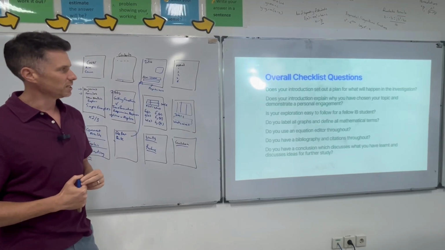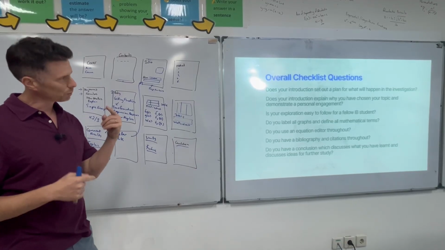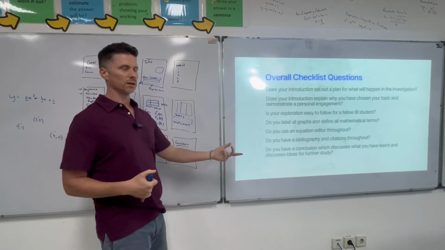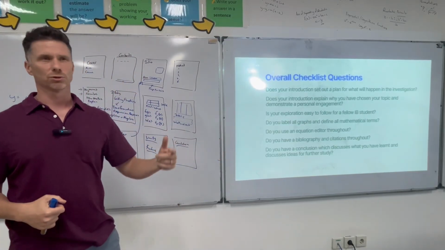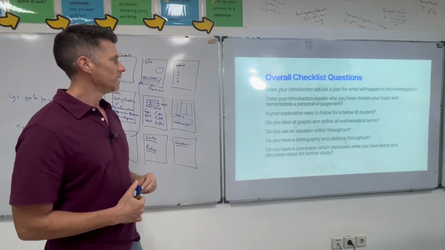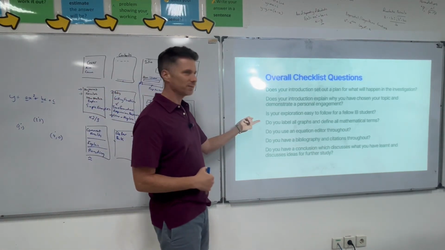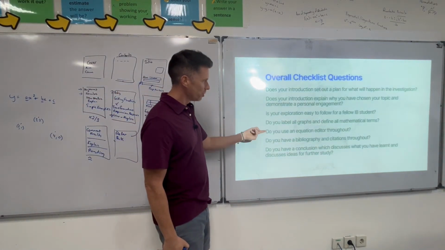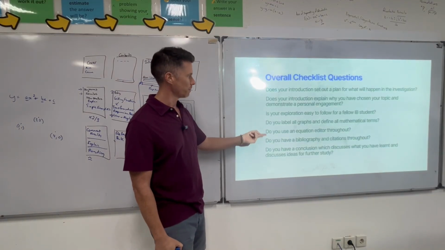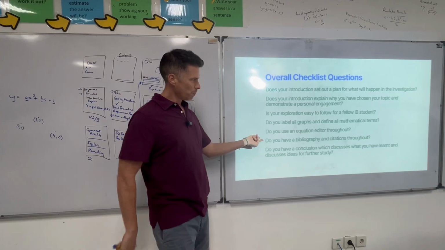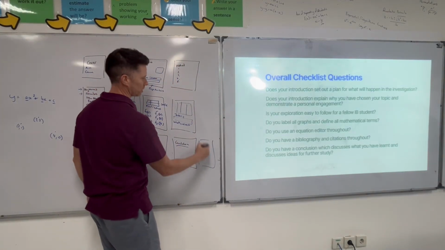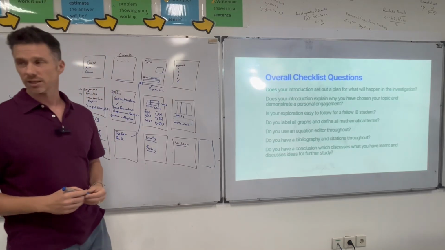Is your explanation easy to follow for a fellow IB student? This is what we do when we're getting closer to the submission date. Give your explanation to somebody else. They'll read through it and they'll go, I don't know what you're talking about here. Can you explain that a little bit more? Make sure you label all the graphs. That's obvious. Make sure all your equations, when you do get to do them, use equation editor and look like proper maths. I didn't talk about bibliography and citations. If you do that, put it after the conclusion section at the end and make sure it's cited the same as your EE.